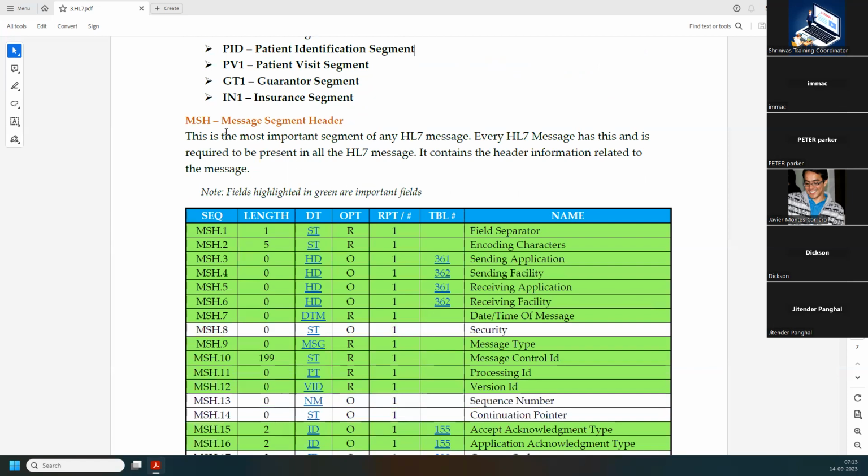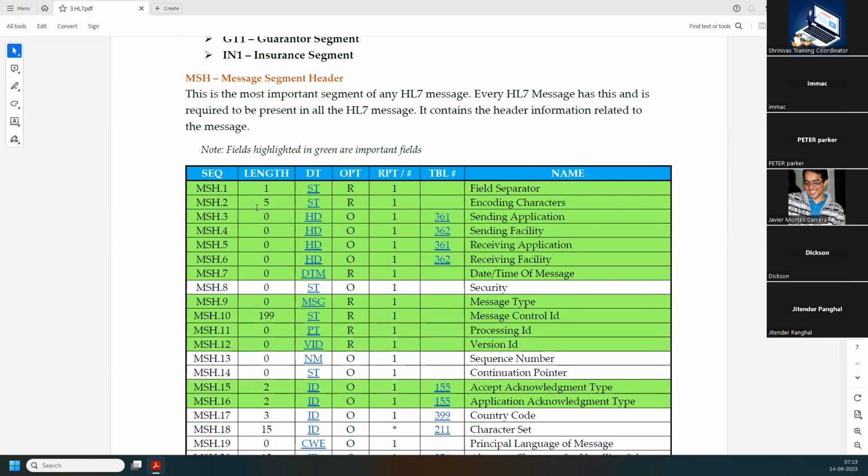Okay, so the way we are going to look at each of these segments is in the tabular format. Every segment has its own tabular structure, and each row represents a field. The field numbers are specified in sequence here. So MSH 1, 2, 3, 4, all of these are individual fields. Okay, let's look at one simple quick HL7 message.